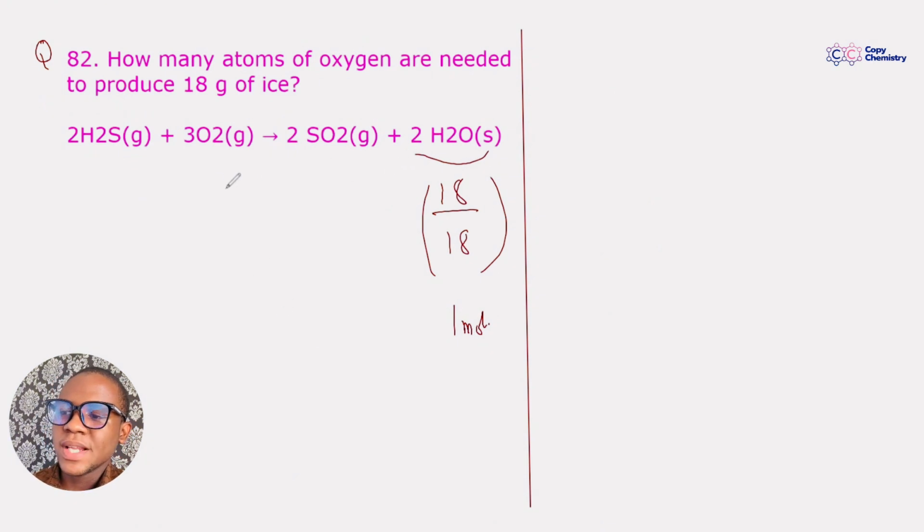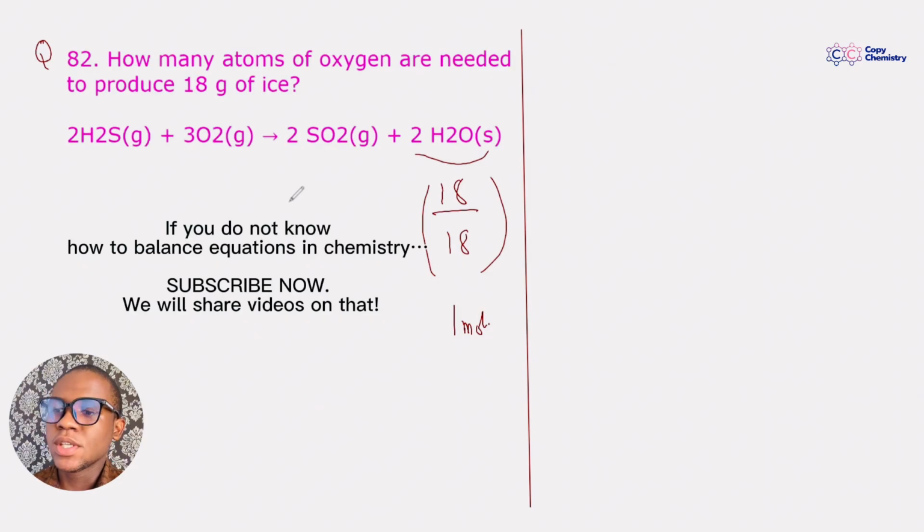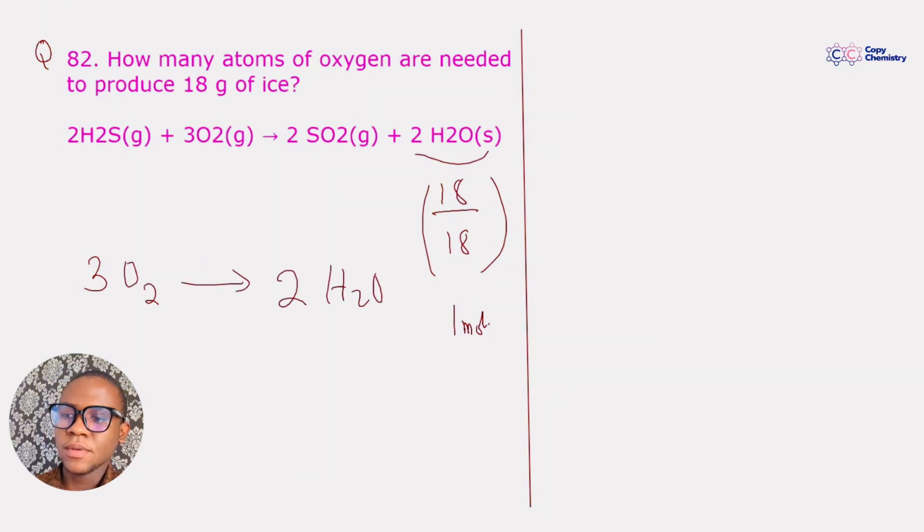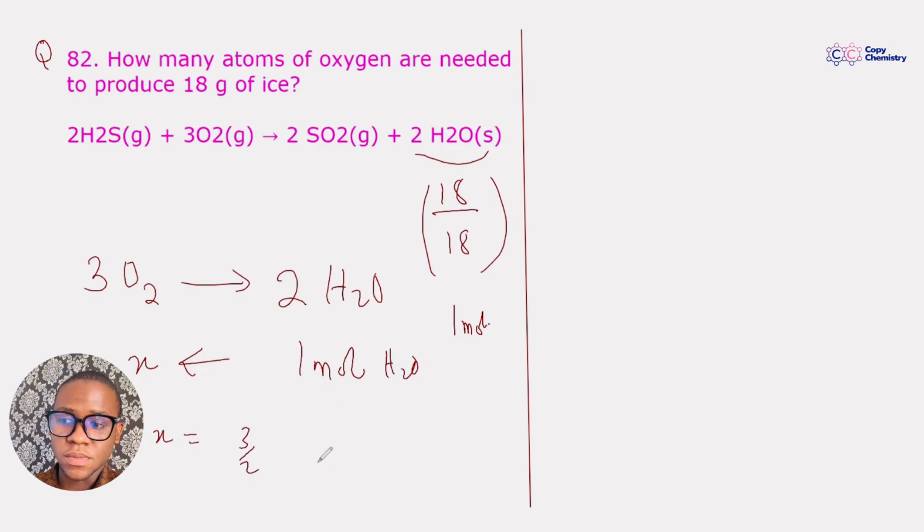We can see from this balanced equation, I hope it's balanced. Yeah, it is. So from this balanced equation, 3 moles of O2 produces 2 moles of water. So that means that if we need 1 mole of water, we're going to need 3/2 moles of oxygen, which is 1.5 moles of oxygen to do that for us. So that's the moles of oxygen that we would need to produce 18 grams of ice.